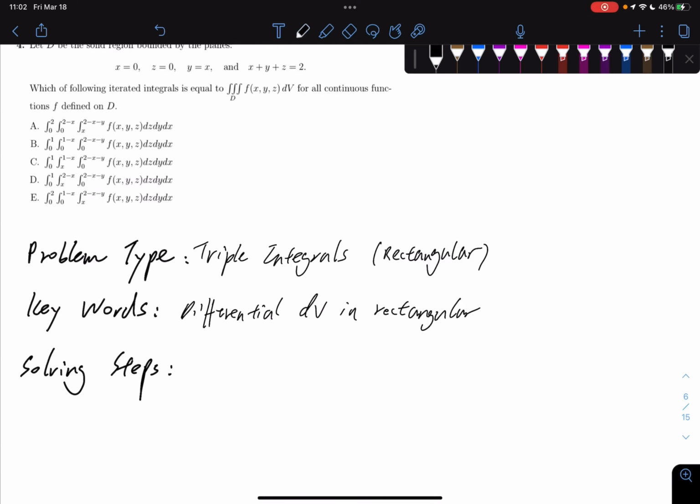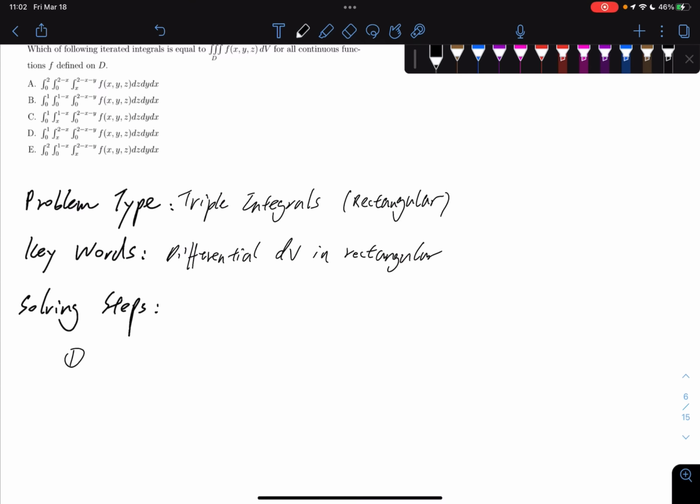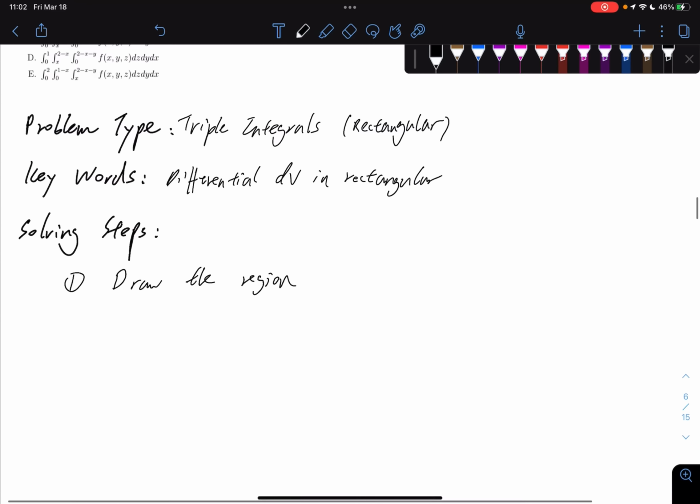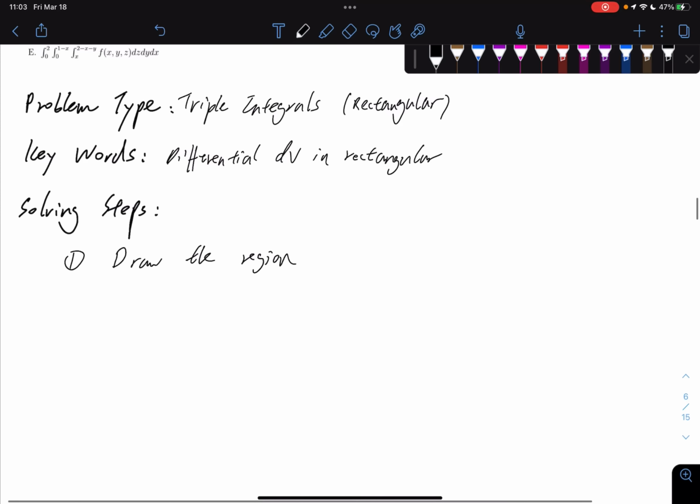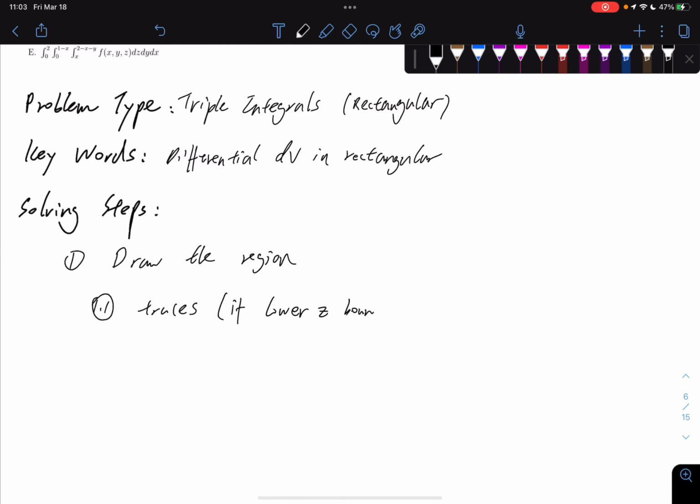So let's start with the solving steps. The first step is to draw the region as usual, right? And for triple integrals, especially in rectangular coordinates, we have two types of drawings that we can use to help us find the bounds of the integral. The first one is traces. So the lower z bound equals 0.